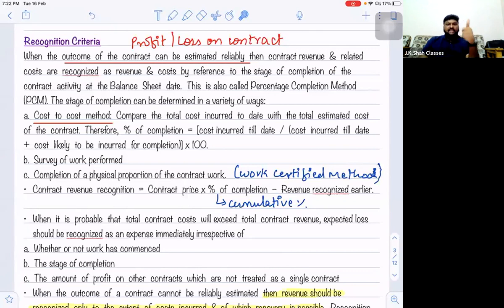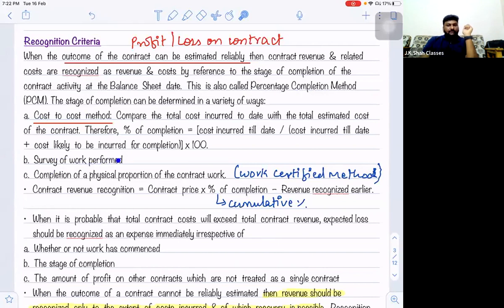say recognize the cost on actual basis. Means whatever is incurred for the current year, that cost has to be recorded on actual basis, and the revenue should be recognized based on the percentage of completion. And we have already learned how to calculate the percentage of completion. So for calculating the percentage of completion, we will use the cost to cost method.